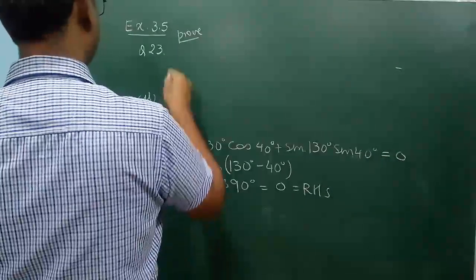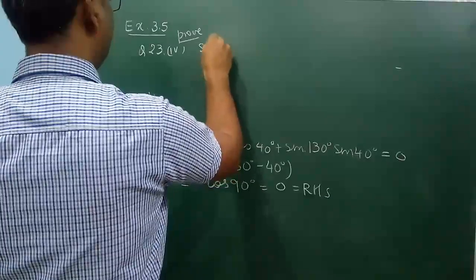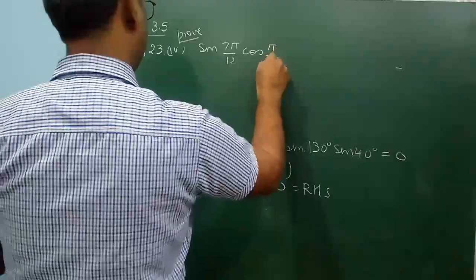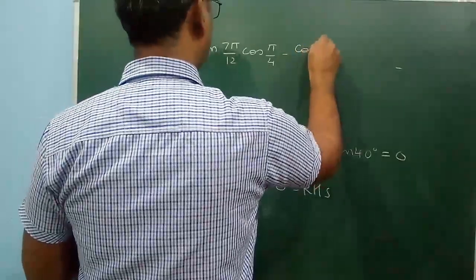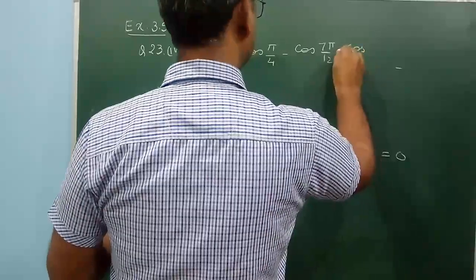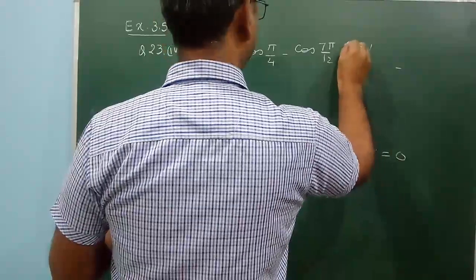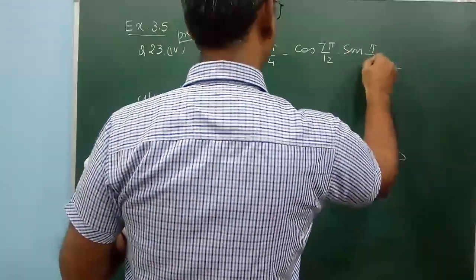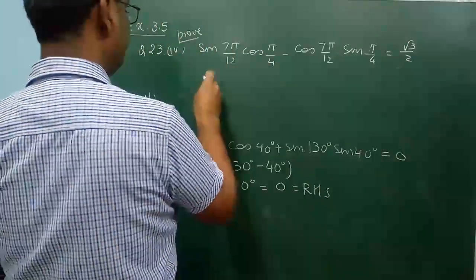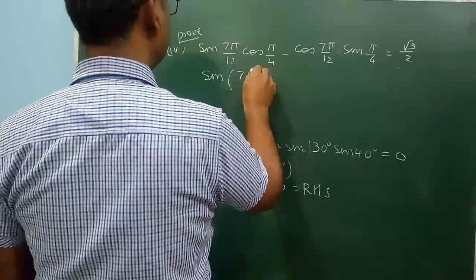Now we will do the fourth part: sin 7 pi by 12 cos pi by 4 minus cos 7 pi by 12 sin pi by 4 equals root 3 by 2. So the formula is again sin C cos D minus cos C sin D.